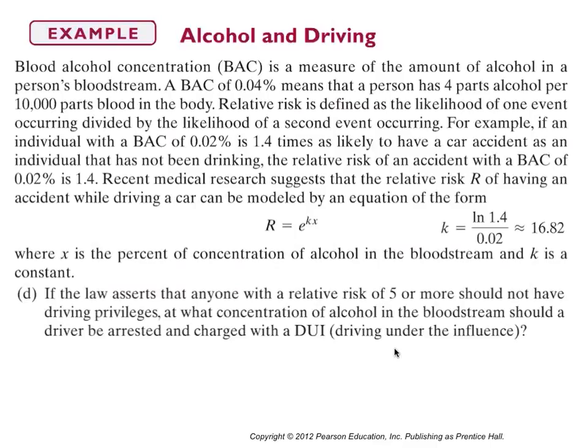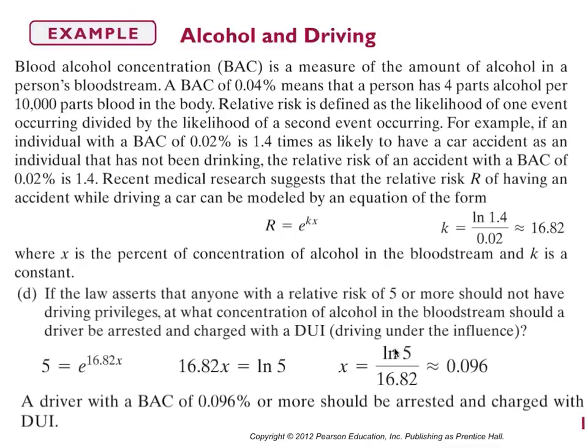So let's say the law asserts that anyone with a relative risk of 5 or more shouldn't have driving privileges. We want to know at what concentration of alcohol a driver should be arrested and charged with a DUI. So we substitute 5 in for our R, which is our relative risk. Again, change it into a logarithmic equation, so you get 16.82x equals ln of 5, and divide by 16.82, and we get 0.096. So that means that a driver with a BAC of 0.096% or higher should be arrested and charged with a DUI. Now, of course, this varies by state, but this is just an example.